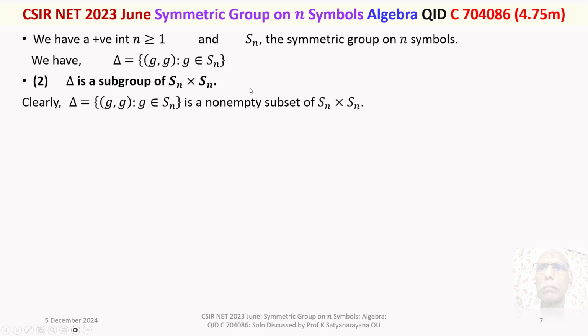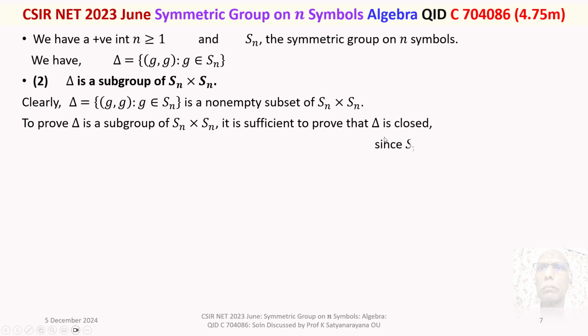This will be a non-empty subset of Sn cross Sn. So it's non-empty. Why? Because there will be at least one g in Sn, namely the identity. You can take it. Agreed. Delta is a non-empty subset of Sn cross Sn, and to prove delta is a subgroup of Sn cross Sn, it is sufficient to prove that delta is closed. Why? Because Sn cross Sn is a finite group. In a finite group, to show delta is a subgroup of Sn cross Sn, it is sufficient if you prove that delta is closed under the operation that is present in Sn cross Sn.